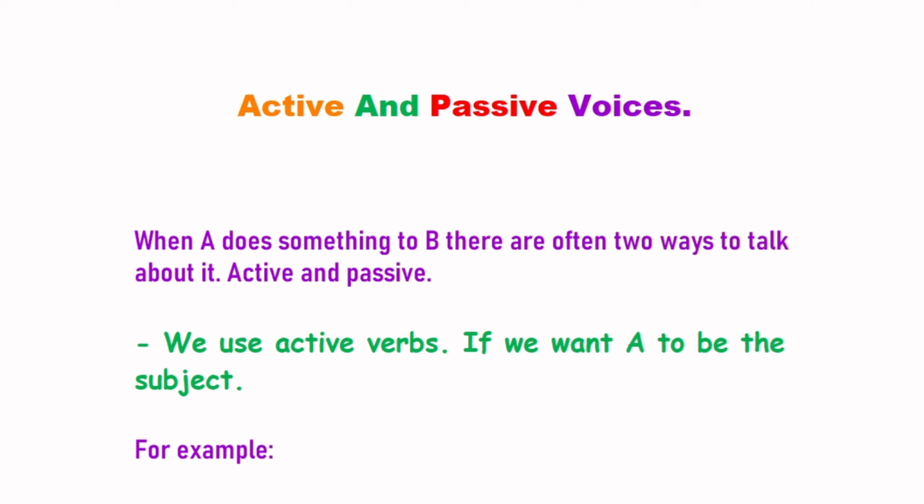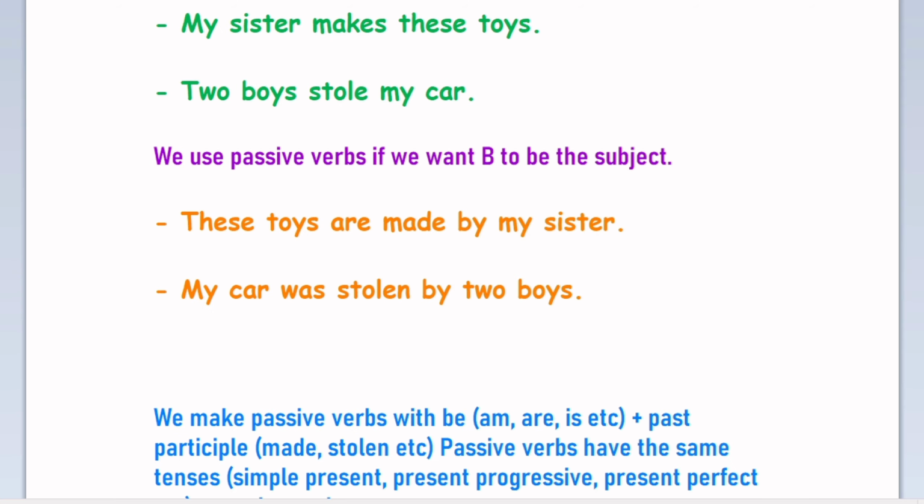I'm going to brief you about active and passive voices. When A does something to B, there are often two ways to talk about it, active and passive. We use active verbs if we want A to be the subject. For example, my sister makes these toys. Two boys stole my car.